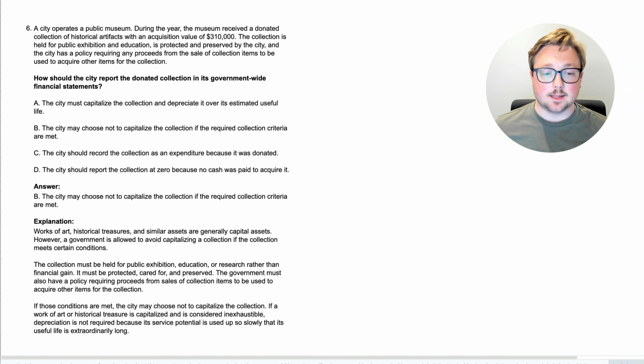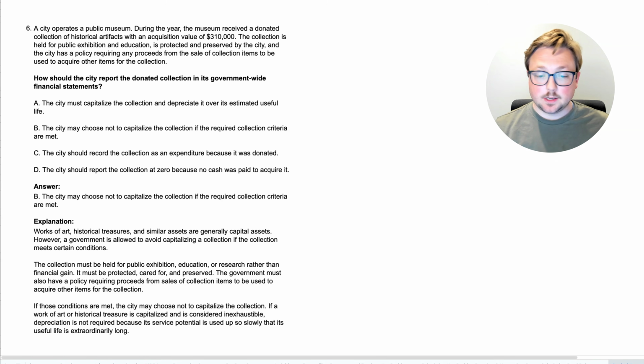All right, here we are at the answer. B, the city may choose not to capitalize the collection if the required collection criteria are met. So they would probably normally capitalize it, but there is a special criteria that you will need to know. Works of art, historical treasures, and similar assets are generally capital assets, so normally they're depreciated in some form. However, a government is allowed to avoid capitalizing a collection if the collection meets certain conditions. The collection must be held for public exhibition, education, or research rather than financial gain. So it's for the public, it's not for gain.